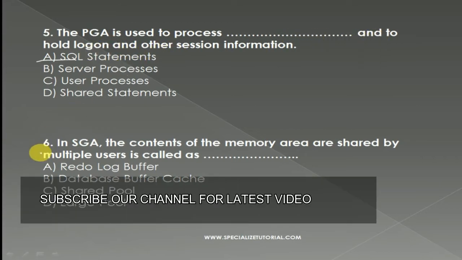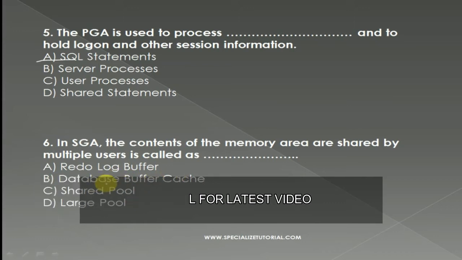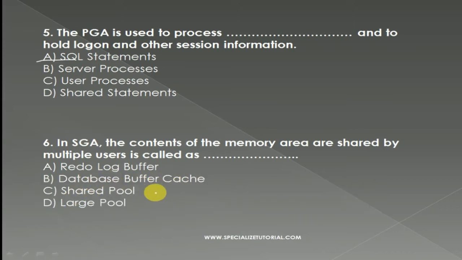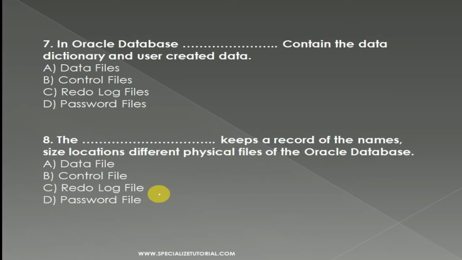Okay, now question number 6, in SGA, the content of the memory area shared by multiple users is called as redo log buffer, database buffer cache, shared pool and large pool. Shared pool. Okay, in SGA the content of the memory area shared by multiple users is called the shared pool.